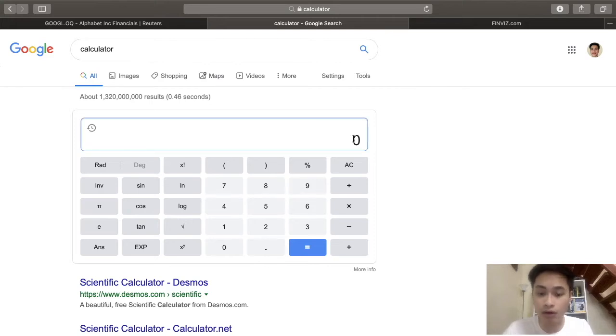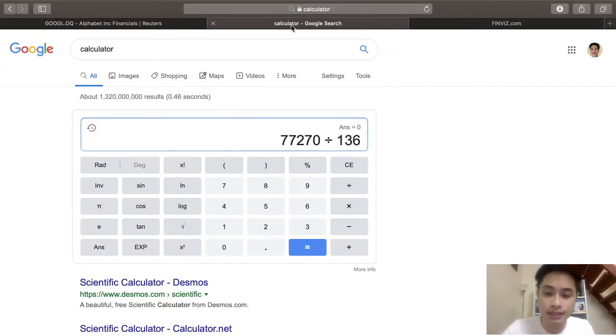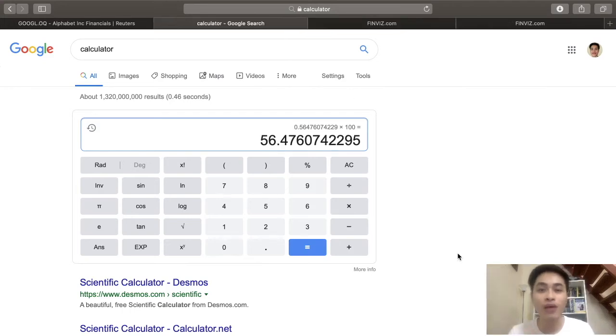So I'm on the calculator. It's 77,270 divided by the sales revenue, which is 136,819. We take this number and multiply by 100. So we can see that Google's gross profit margin is 56.5% for the year.